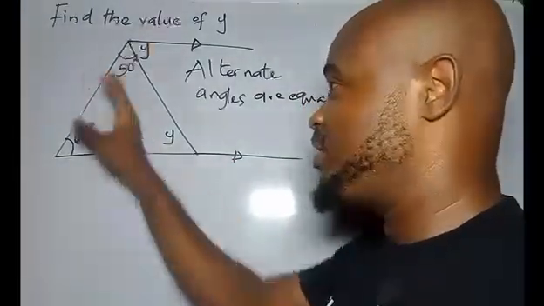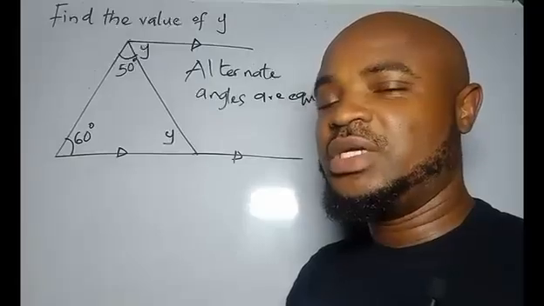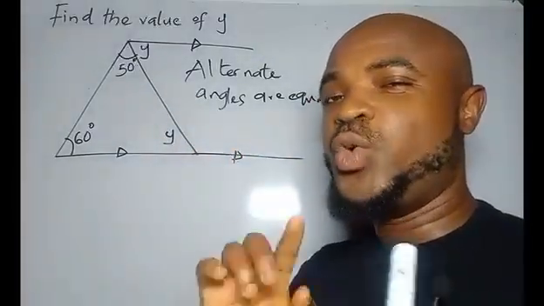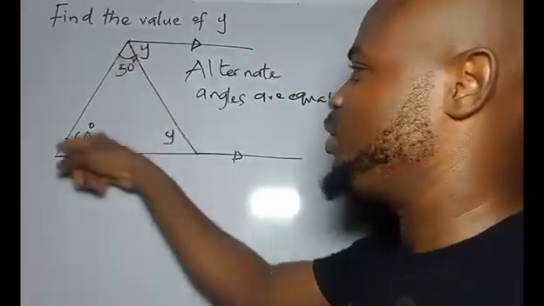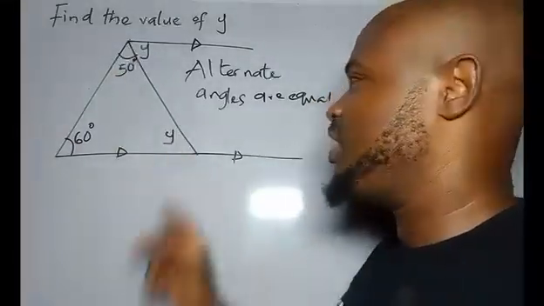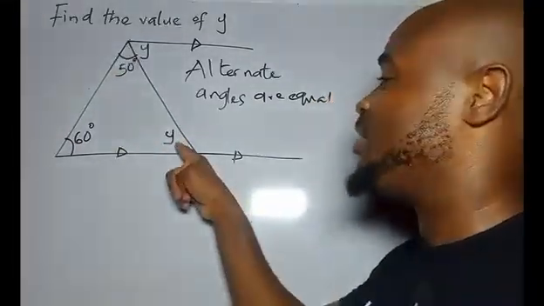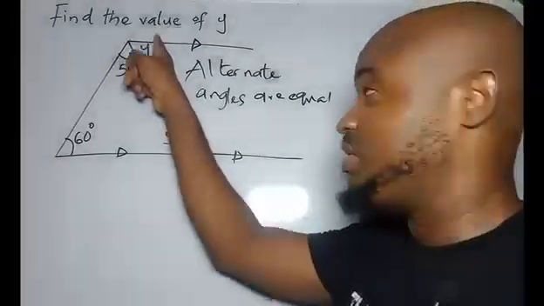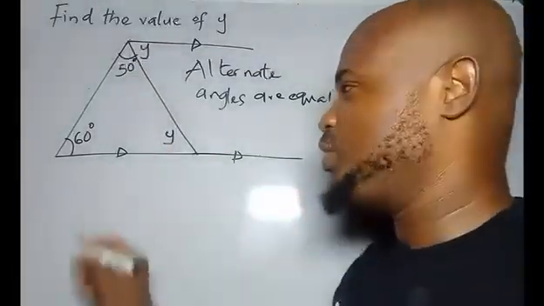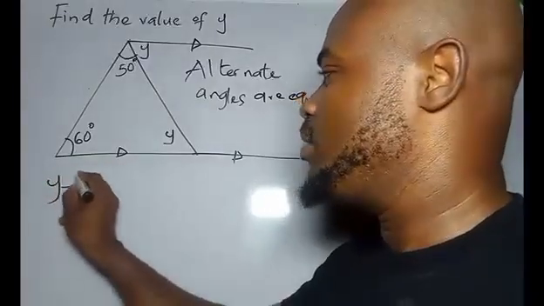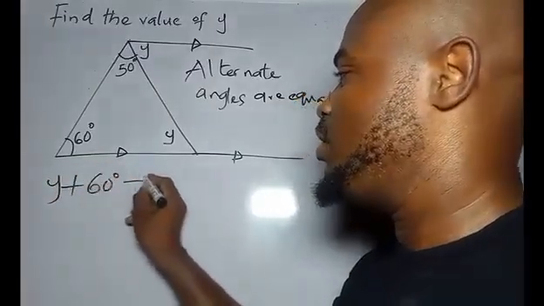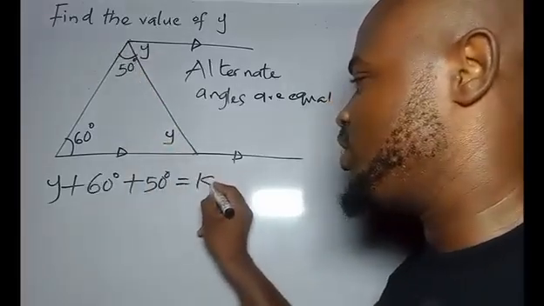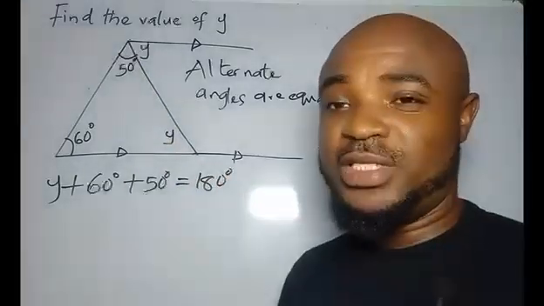Fantastic. Going back to the basics of the angles in a triangle, the sum of all the angles in a triangle, that is interior angles, is 180. So I'm going to add up everything I have here just to get the angle of Y. If I'm able to get the interior angle here, I'll be able to get the one here because they are alternate and they are also equal. So I'm going to say Y plus 60 degrees plus 50 degrees, the interior angles, everything equals 180 degrees. I hope you are still following.